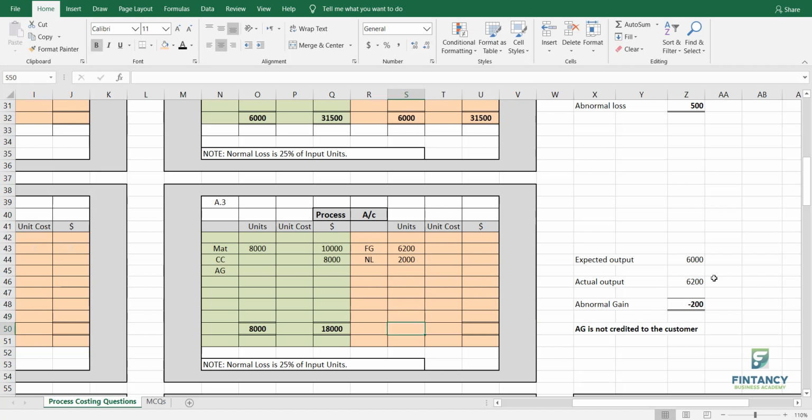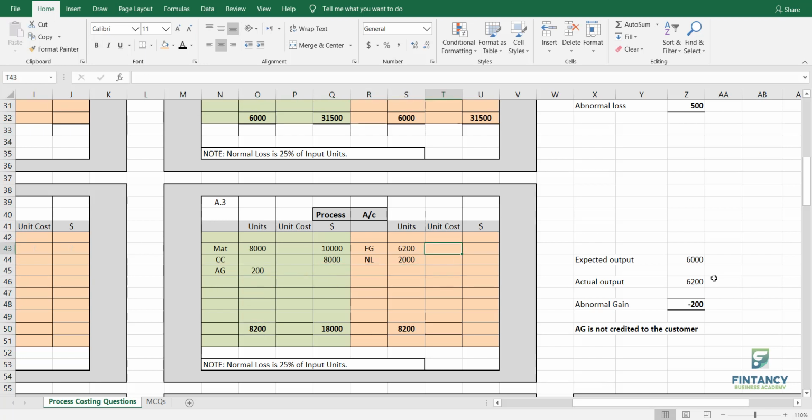So if I total this, my friends, this is coming to 8,200. If you remember the T account methodology, you know very well, I need to focus on the heavier side. So which is the heavier side? This one, right? So the other side I have to change now, which is this one. So I will say it is equal to this side, 8,200. But see, there is a difference here of 200, which is AG. Sorry, AG means abnormal gain. So if I keep 200 here, this will match. See? So you got to know your abnormal gain is 200.